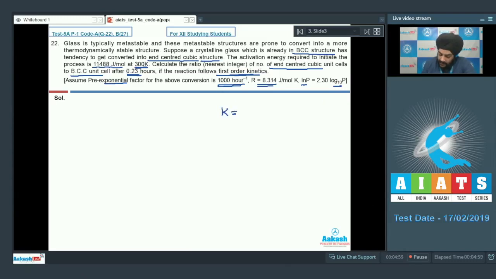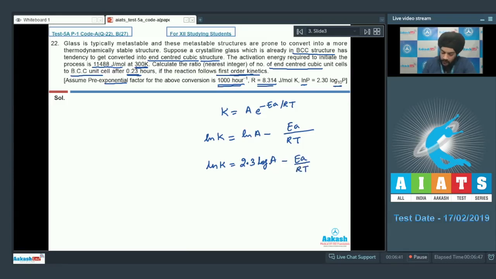K shall be equal to A into e to the power minus EA upon RT. If we take ln on both sides, we have ln K equal to ln A minus EA by RT. So we can have ln K equal to 2.3 log of A minus EA by RT. The A value given to us is equal to 1000, and the EA value we had already seen, EA is equal to 11488. The value of R is 8.314, and the value of temperature is equal to 300 Kelvin.